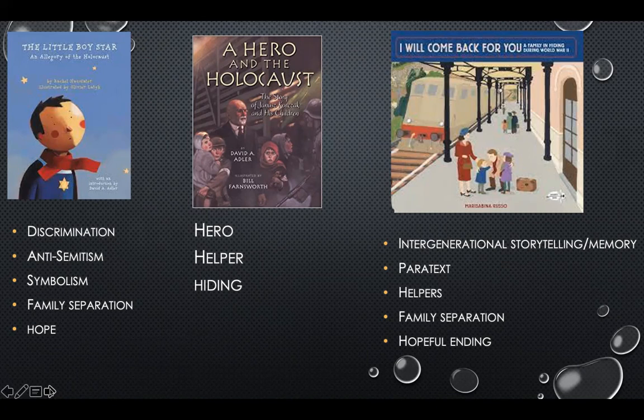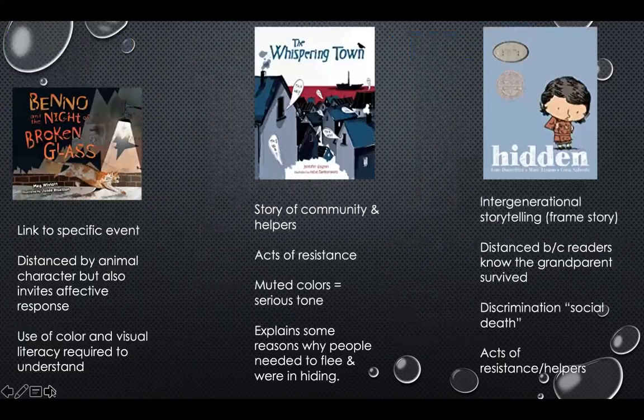This book also in the paratext uses actual photographs of the family that it's based on. So it does personalize it and make it a very human story. But it does still feature family separation and neighbors in different villages helping out. The children are in hiding in plain sight, so learning to hide their Jewishness. And the father does not survive. But there is the hopeful ending where the family is reunited, and they come to America as refugees.